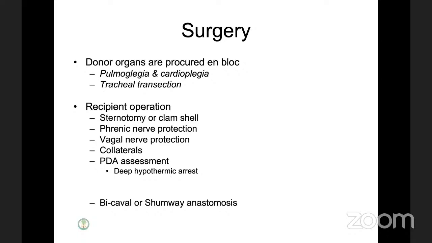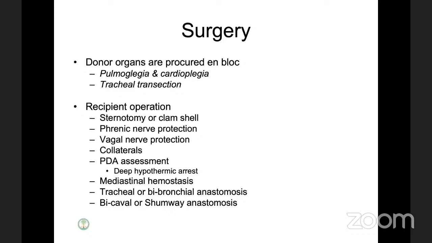And you might have to go to deep hypothermic arrest if there is indeed a duct that you cannot manage easily. You have to be extremely diligent about the hemostasis in your posterior mediastinum. That is where you win or lose your operation. And then you can do either a tracheal or a bibronchial anastomosis. There are some who say the tracheal anastomosis is ridden with complications, so they have turned to a bibronchial anastomosis.